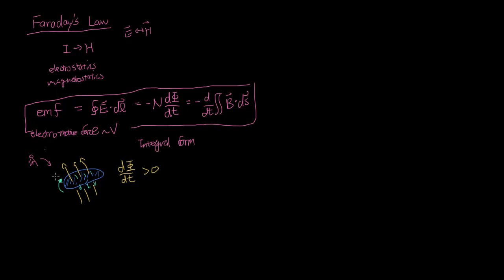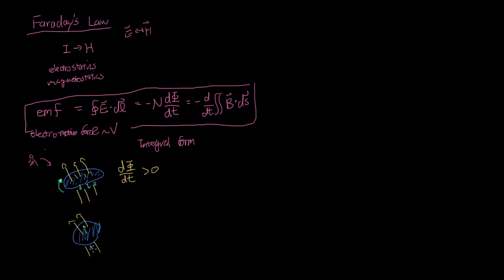And then when you curl your fingers around, that is the direction of the electromotive force. Similarly, if the amount of flux is decreasing, so we have our closed surface here, if the flux lines are decreasing, then it's going to try to resist change. Remember, what it always tries to do is it resists change.